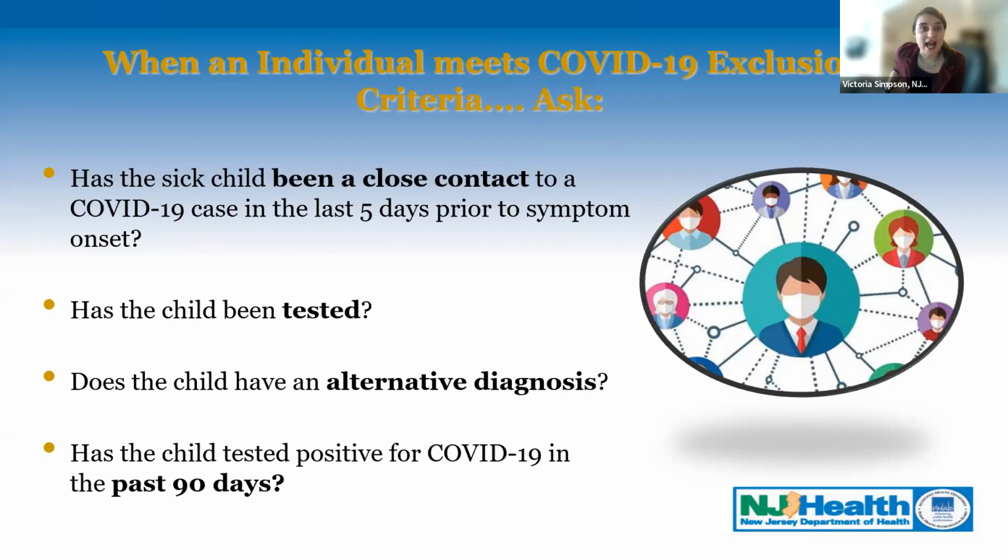So we do really need to ask the 4 questions that you see on this slide now to determine, should the child that meets COVID-19 exclusion criteria be isolated for COVID-19, and do their close contacts have to quarantine? Of course, you can always consult with your local health department as well, so they can help you to make this determination on whether or not the individual that meets COVID-19 exclusion criteria should follow COVID-19 isolation guidelines.